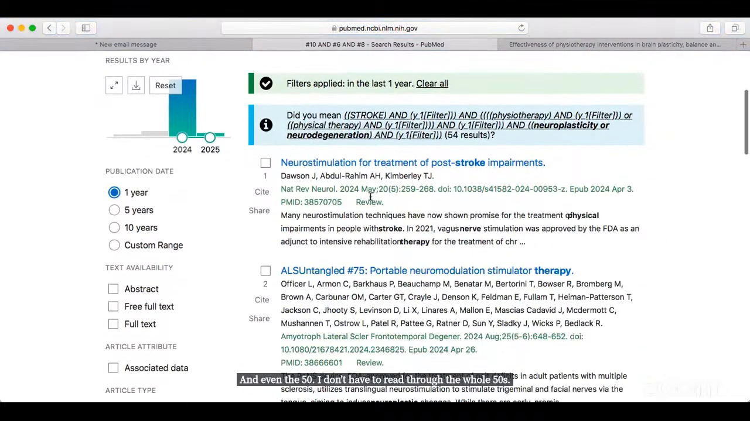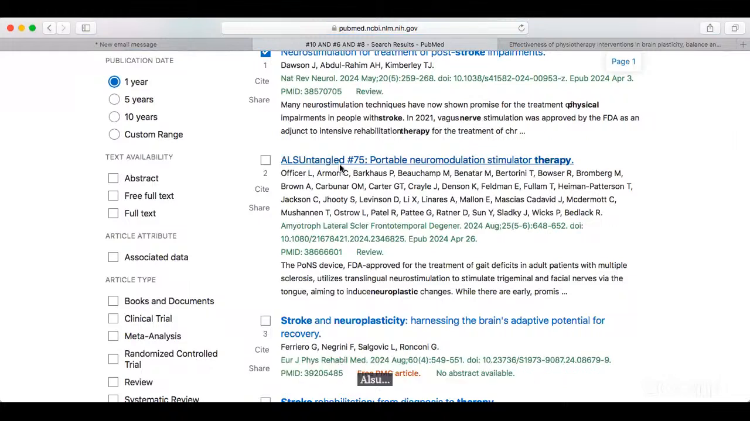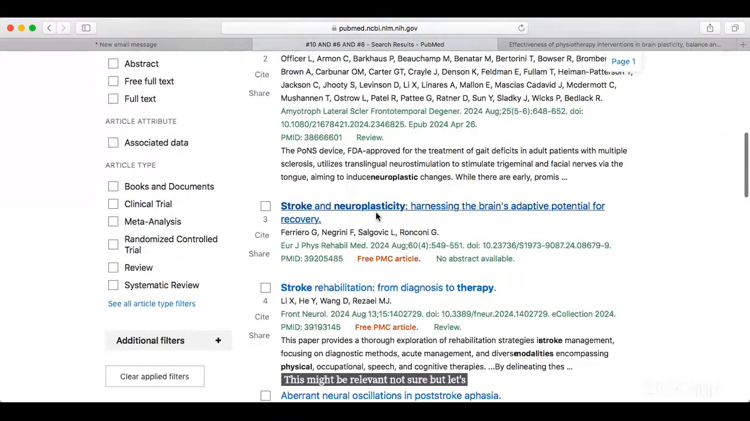Let's see. Neurostimulation for treatment of post-stroke impairments. This is relevant. Portable neuromodulation stimulator therapy. This might be relevant, not sure, but let's take it. Stroke and neuroplasticity, harnessing the brain's adaptive potential for recovery. This is a narrative review.